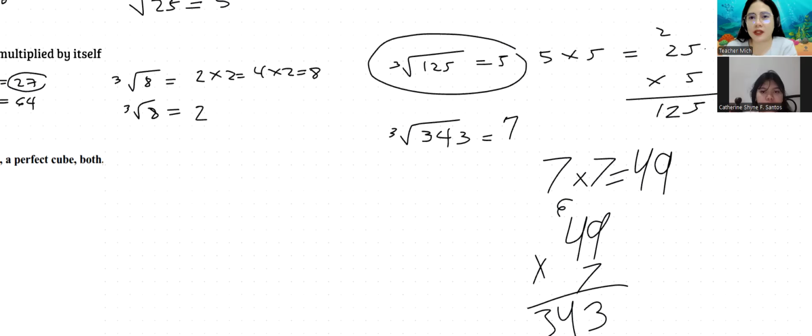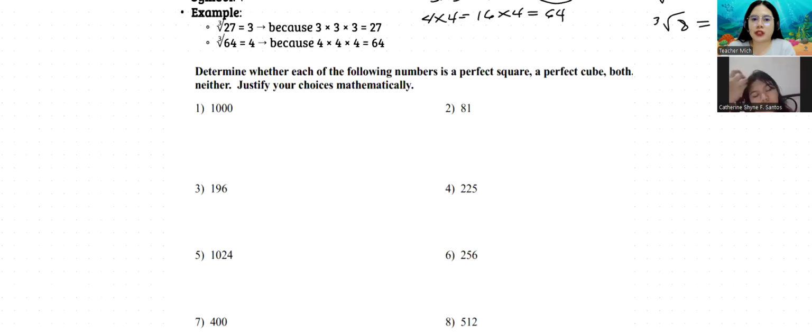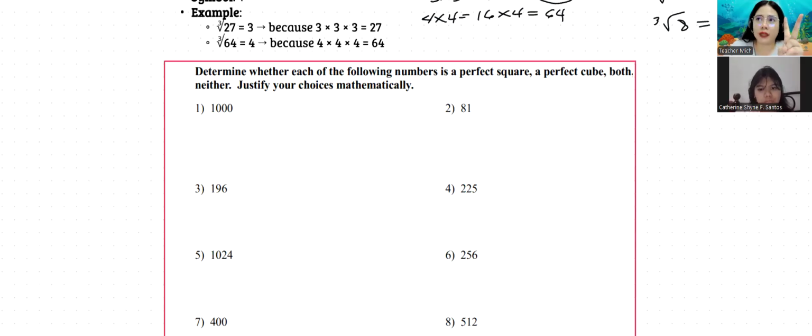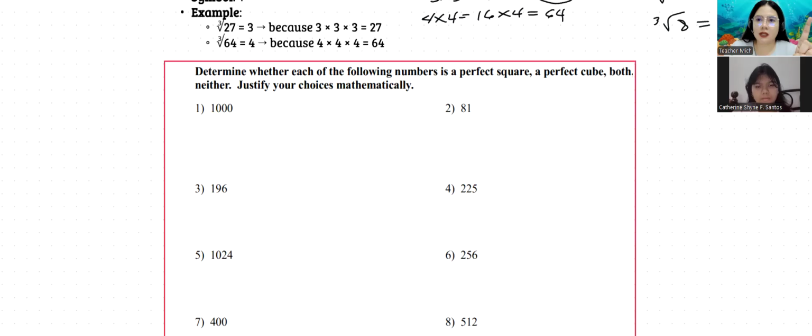Now, we'll try to answer this given worksheet. So for the directions, you just need to determine whether the following is a perfect square, a perfect cube, or they are both perfect square and a perfect cube. By the way, a number can be both perfect square and a perfect cube. Just always remember that when you get a perfect square, you just need to think of a number that when you multiply two times by itself, that is a perfect square. And a perfect cube, think of one number that when you multiply three times by itself, the result is equal to the number itself.